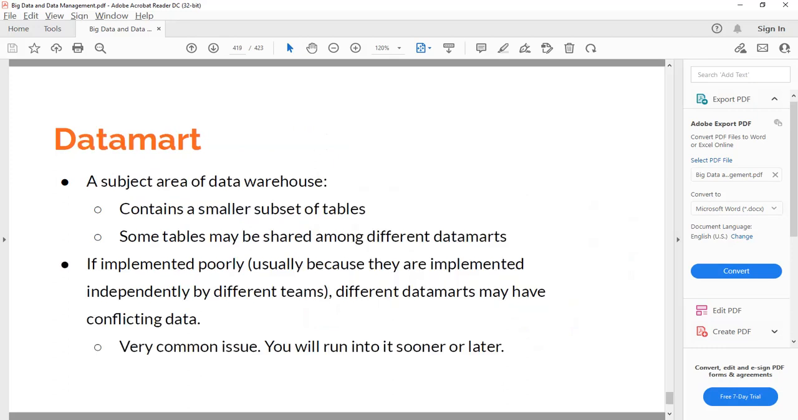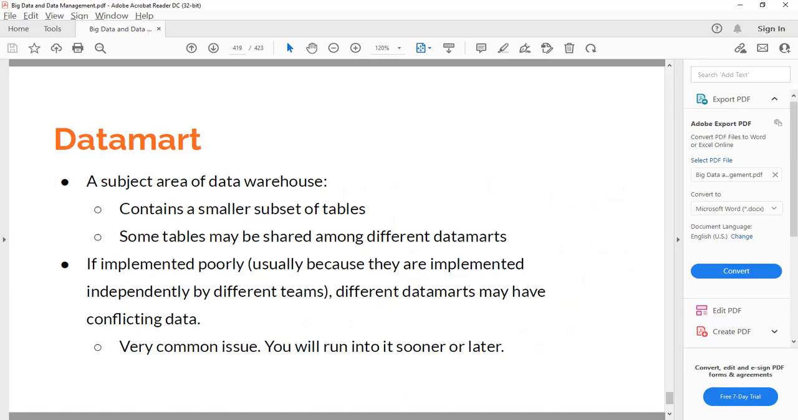Now let's talk about the data mart. A data warehouse is usually huge. It contains all the information your enterprise generates. And for most analytics, you don't need all of it. A lot of times, you only need a part of it.